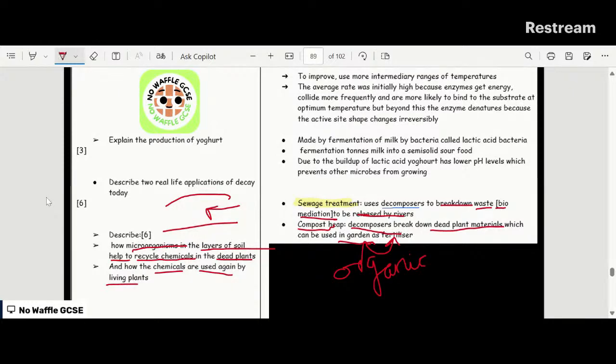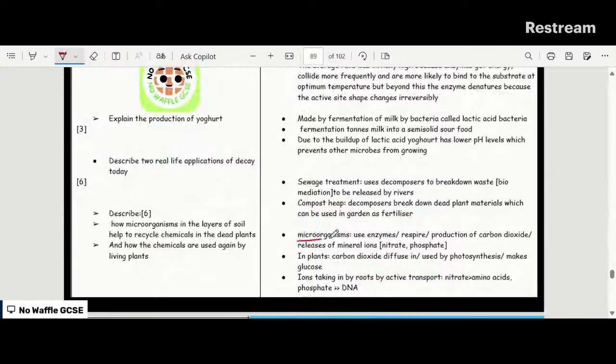So you've got your microorganisms, which are your decomposers, your single celled organisms, so bacteria and fungi. And then these use enzymes and they undergo respiration, they produce carbon dioxide, they release mineral ions, nitrate and phosphate. So they turn these large dead plant materials into minerals that can be used in plants. The carbon dioxide is then diffused in, it's used by photosynthesis, and it then makes glucose.